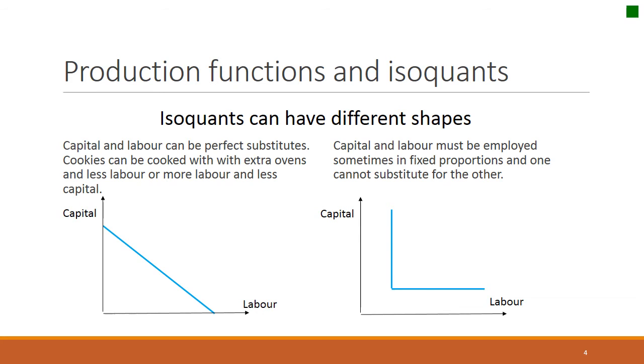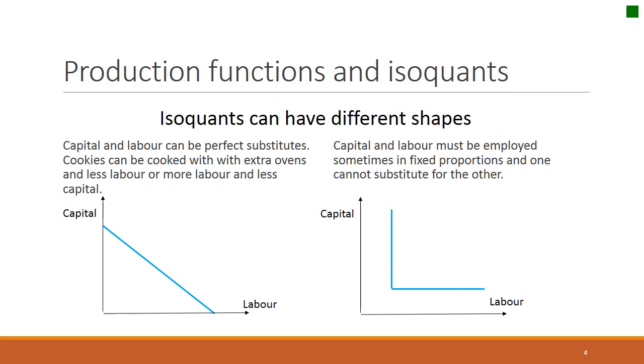We just talked about isoquants, and the isoquant that we drew was roughly convex to the origin. My drawing's not too good here, but you can see it's pretty much convex to the origin, and that implies a certain relationship: as you have less of one factor of production, for example labor, you're going to have to substitute with more of the other.